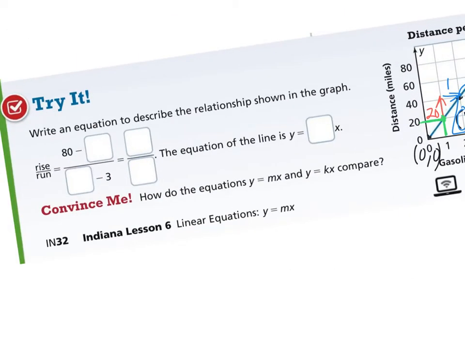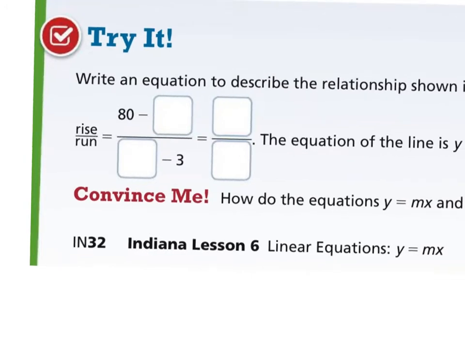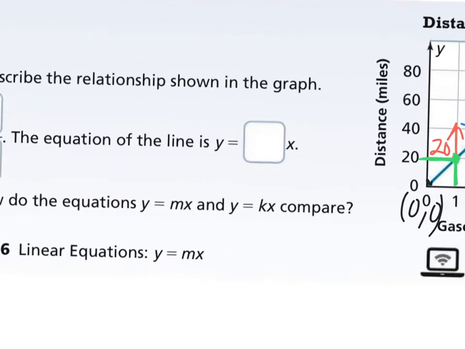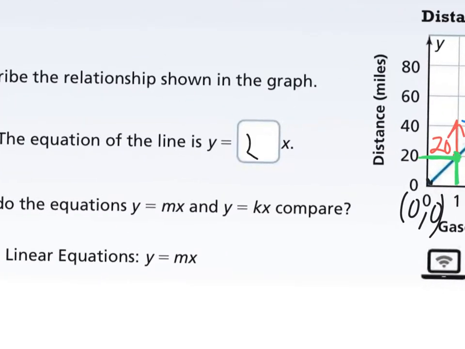So back here, if you would have filled in the boxes, that would have been using certain points, and that would have been 80 minus 60 over 4 minus 3. That'd be using the points 4, 80 and 3, 60, and that also would be 20 over 1, which is the same as 20. So again, as long as you pick 2 points that are definitely on the line, then you're in good shape. So again, y equals 20x was our equation.